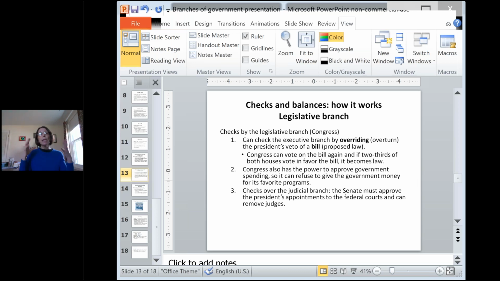Let's say Congress votes on a law, passes the law, and sends it to the president for his signature, but the president doesn't like the law. So the president says, I don't like this law. That means he vetoes it and sends it back to Congress. Congress can actually overturn the president's veto, and that's called overriding the veto. And then the bill will actually become law. This does not happen very often.